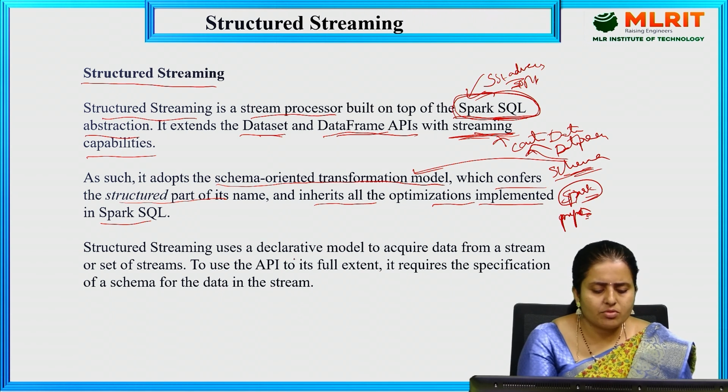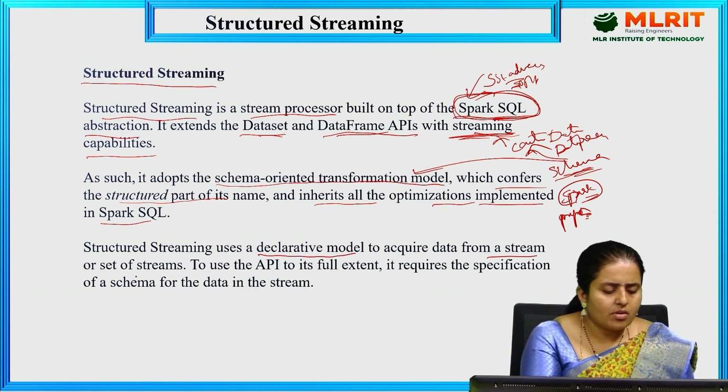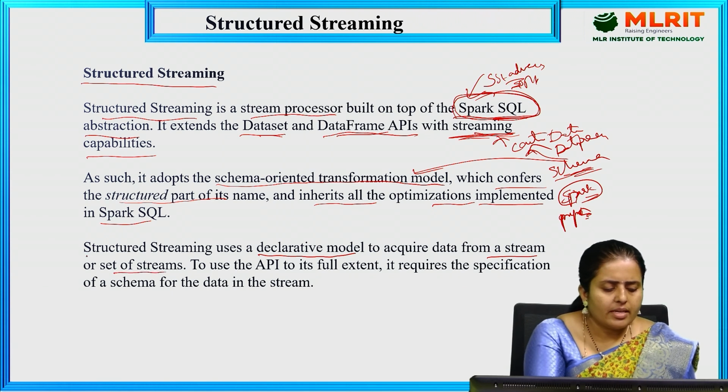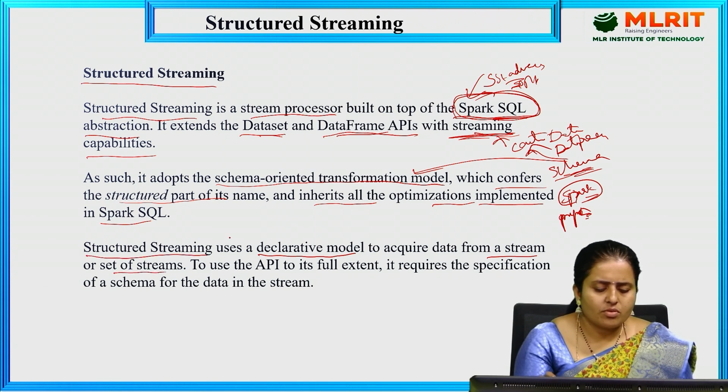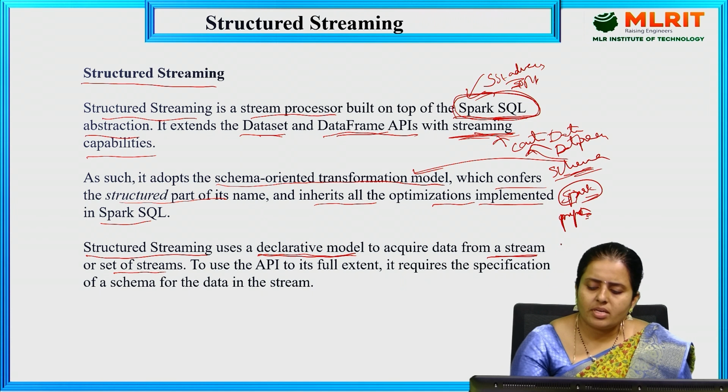Structured streaming uses a declarative model to acquire data from a stream or a set of streams. So in the process of data usage, it uses these declarative models to acquire data from one stream or a set of streams. A set of streams means data is continuously generated on a set 1, set 2, set 3 basis.